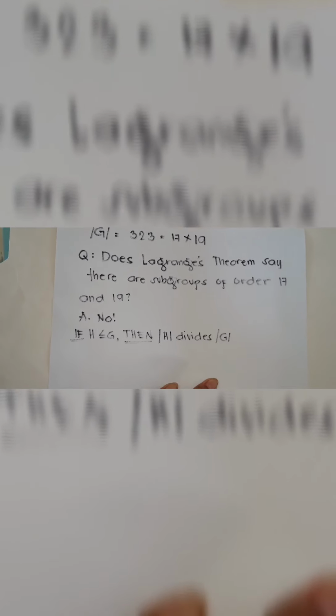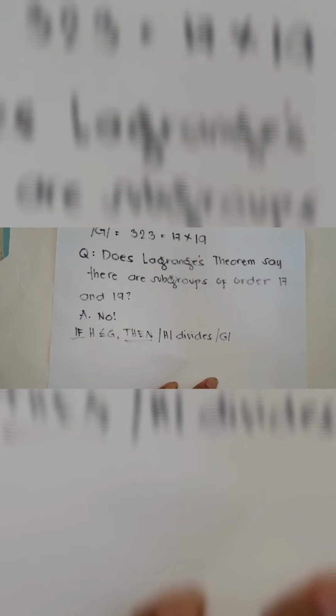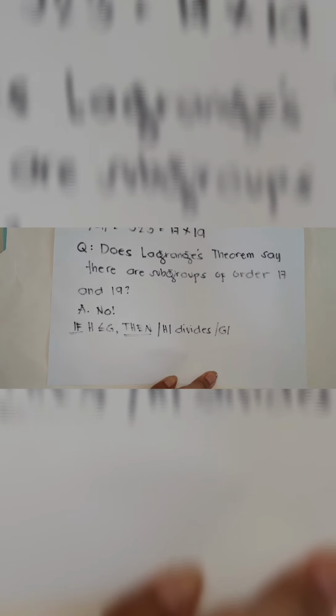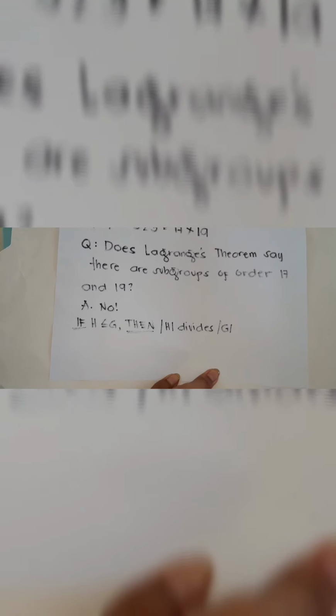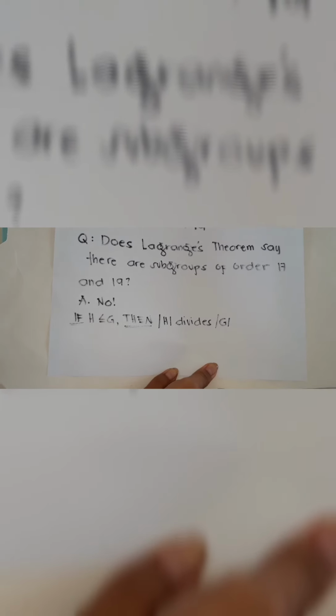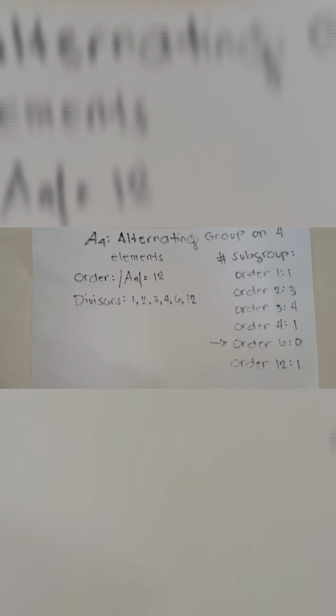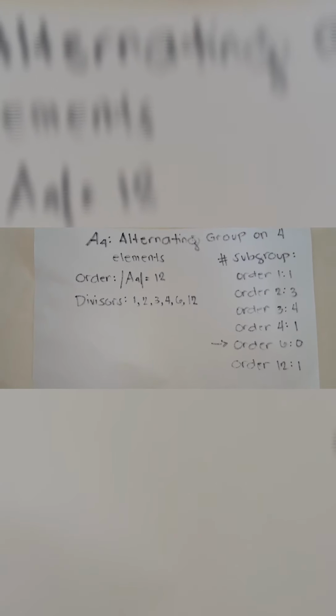And now we need to learn the notation of Lagrange's theorem. Since the absolute value of G is 323, which is 17 times 19, the question is: does Lagrange's theorem say there are subgroups of order 17 and 19? The answer is no. It only says that if H is less than or equal to G, then the absolute value of H divides the absolute value of G. And now we have an example, A4, the alternating group on 4 elements.